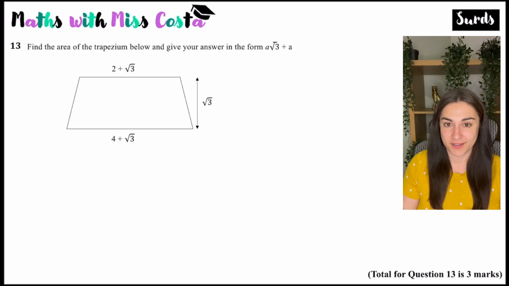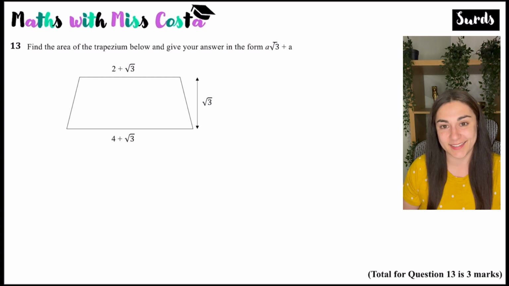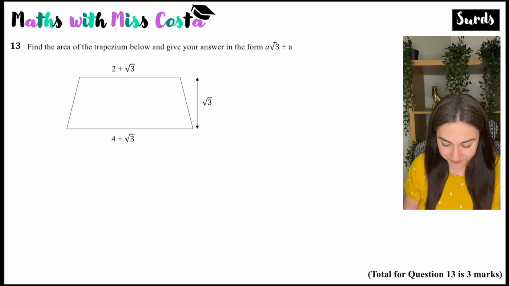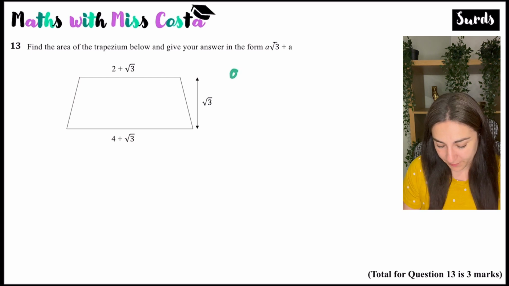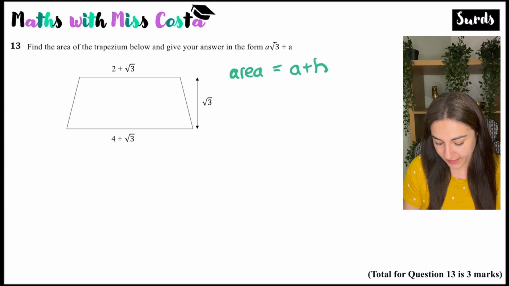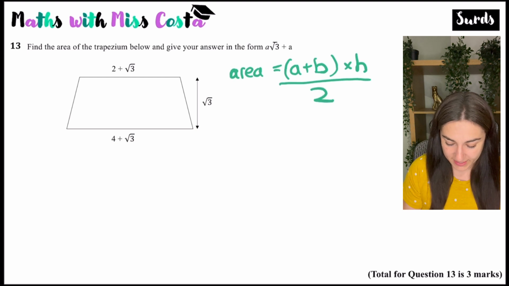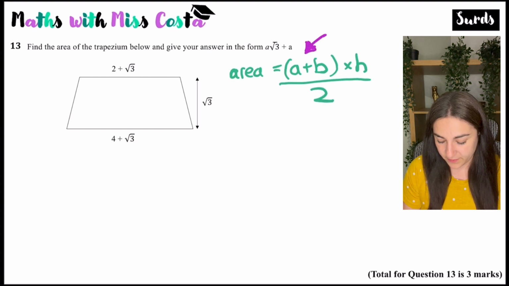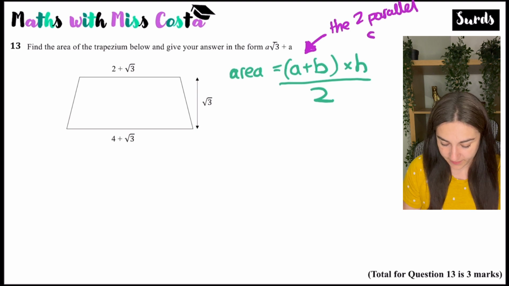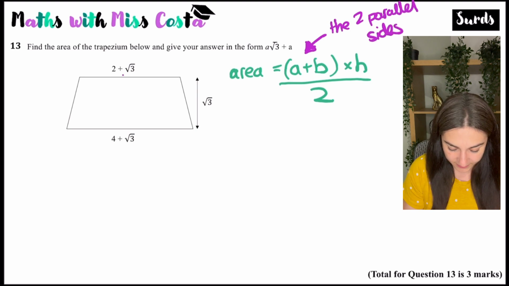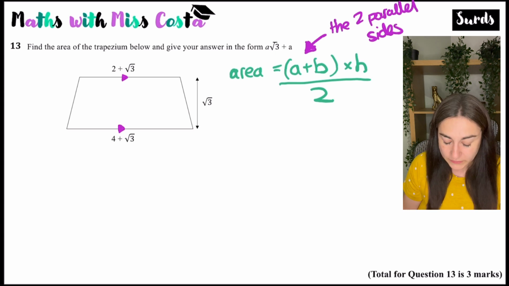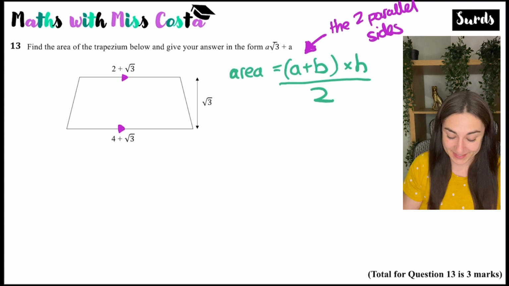Okay, so here I've been given a trapezium and its lengths have been given in surd form. So let's just recap on the area of a trapezium. The area is a plus b times by the height divided by 2. And remember that a and b, they are the two parallel sides. So you can generally identify them. They will be kind of obvious because they would have the little parallel lines.